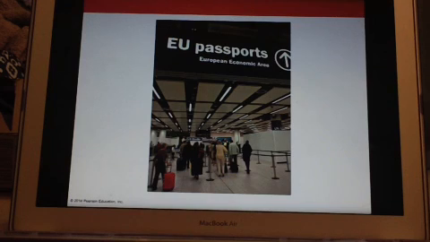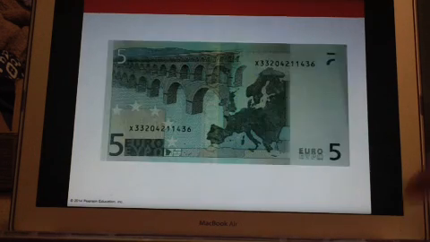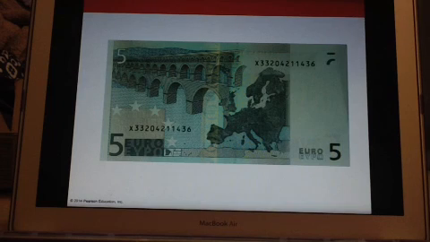So we've got the airport now, we have EU passports. There's a euro. Very cool. If any of you guys have any euros from your trips, because I know some of you are world travelers, if you would bring those in to let people see, that would be awesome.